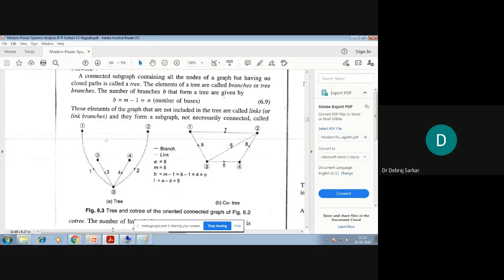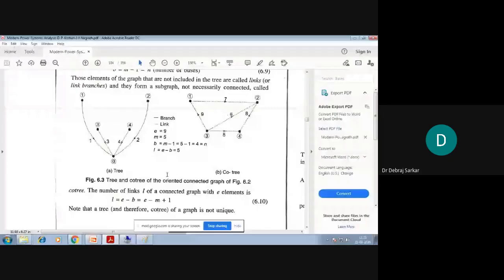Now from this we can say that the number of meshes you can form is equal to the number of links available. Yes or no? Just think over it. The number of meshes or loops that are formed is equal to the number of links available. So I'll zoom out.